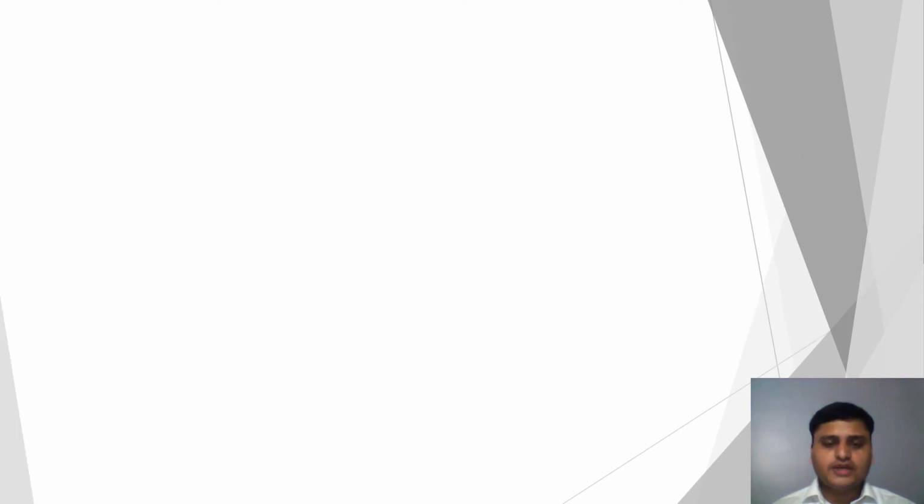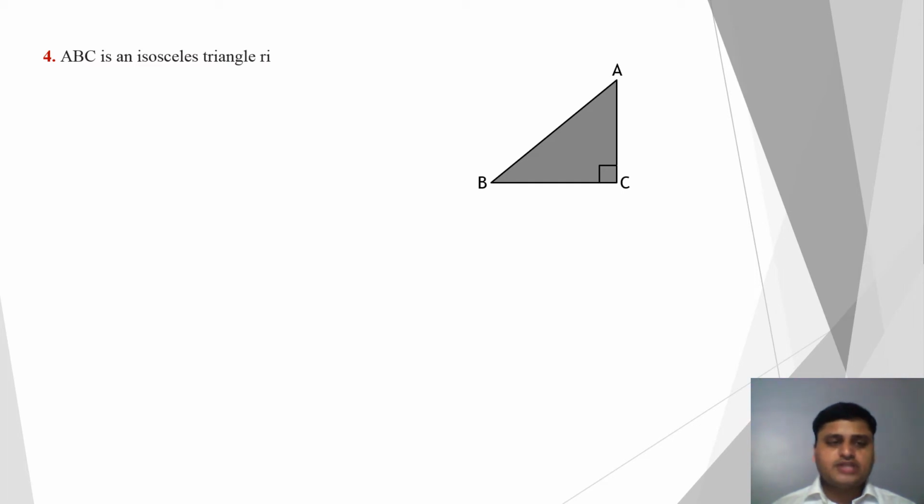Now for the solution of the next question, you can see this figure. This is question number 4 that I am going to solve. What does question number 4 say? Let's read the question. In this question, ABC is an isosceles triangle. Which type of triangle is it? It is an isosceles right triangle. We all know the property of an isosceles triangle in which two sides are equal. So ABC is an isosceles right triangle, right angle at C. We need to prove AB square is equal to 2AC square.